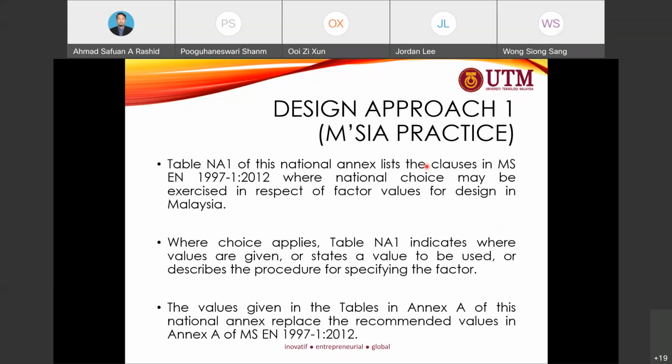Where choice applies, Table NA1 indicates where values are given or states a value to be used or prescribes the procedure for specifying the factor. So they have included all the differences between the EN and also the MS in Table NA1. So you may refer later to page number 2 and page number 3 in the Malaysian Standard.